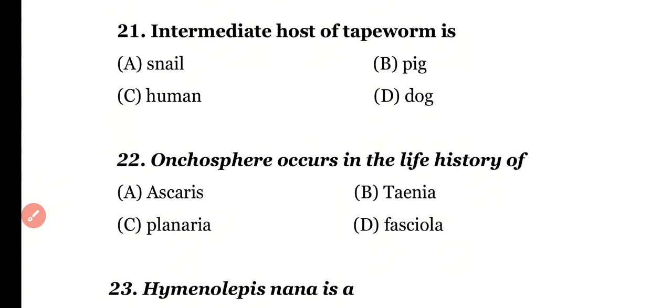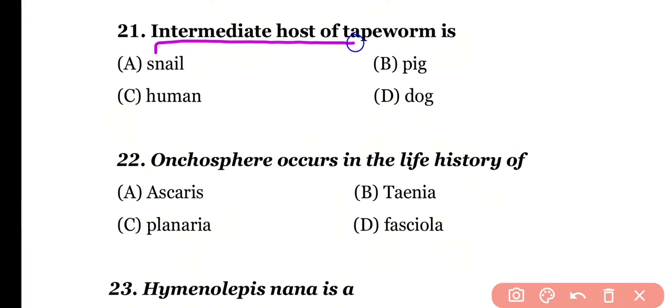Question number twenty-one. Intermediate host of tapeworm is snail, pig, human, dog. Correct answer is option B. Tapeworm ka jo primary host hai that is human, while secondary or intermediate host of tapeworm is pig.